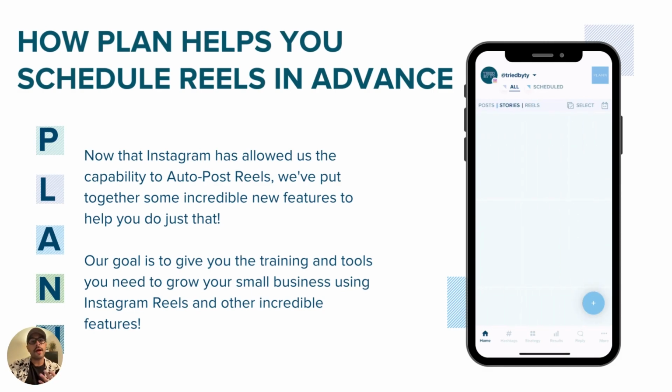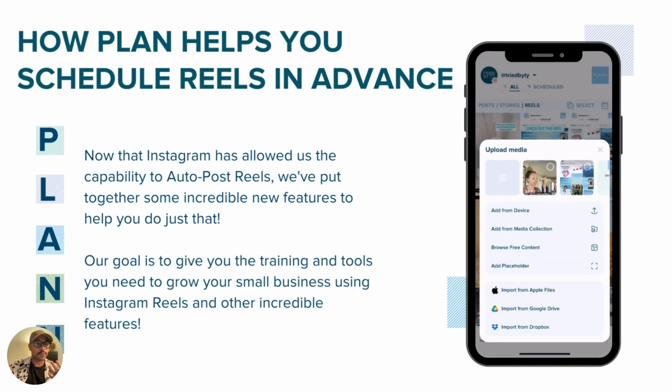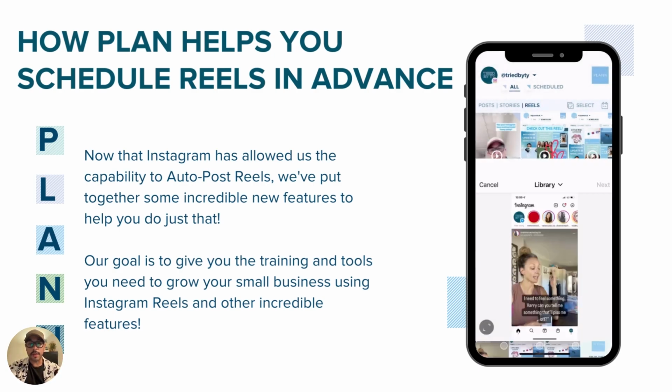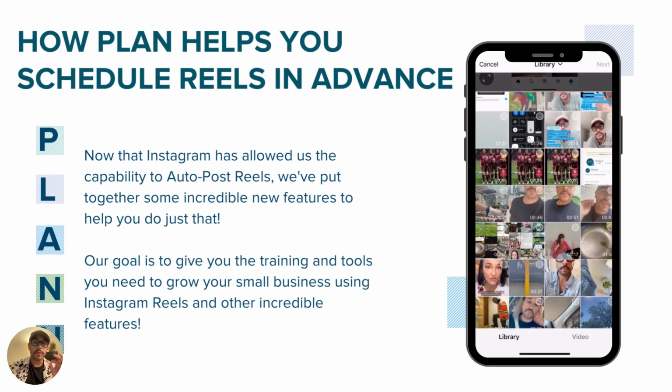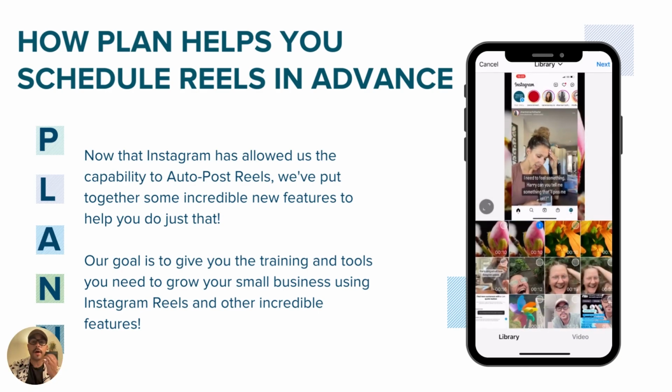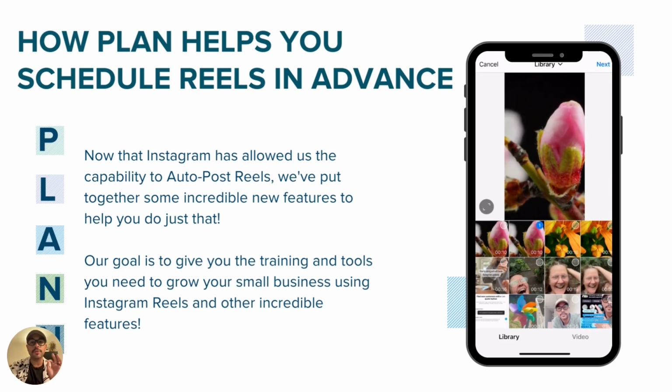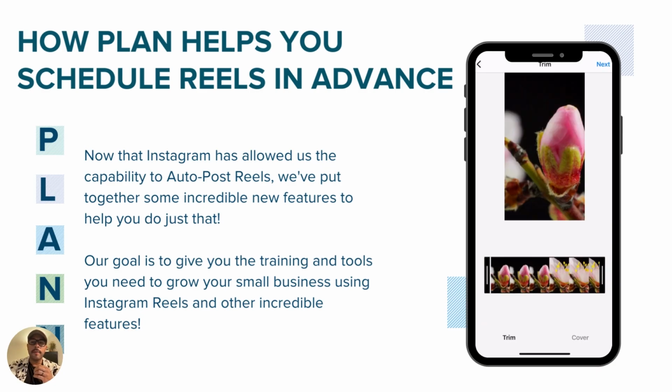So Plann obviously helps you schedule and do everything that you need. On your screen right now, you can watch how I'm uploading my own media into Plann from my camera roll. I'm going to add in a reel that I want to post. Once Instagram gave us the capability to auto post reels, we jumped on it like it was a hotcake. So I'm going to go through my library on the Plann app, and I'm going to choose these little flowers, and I'm going to create a reel from that.